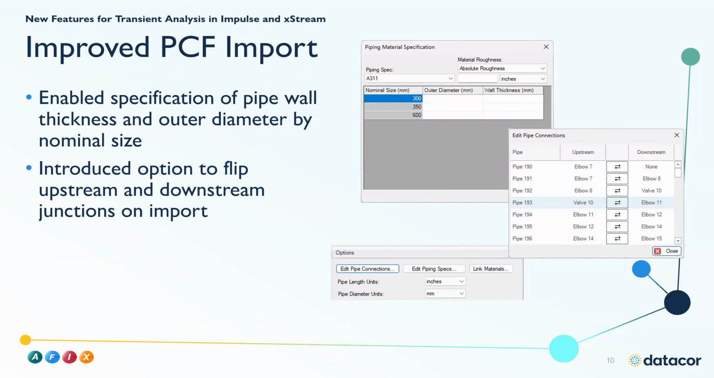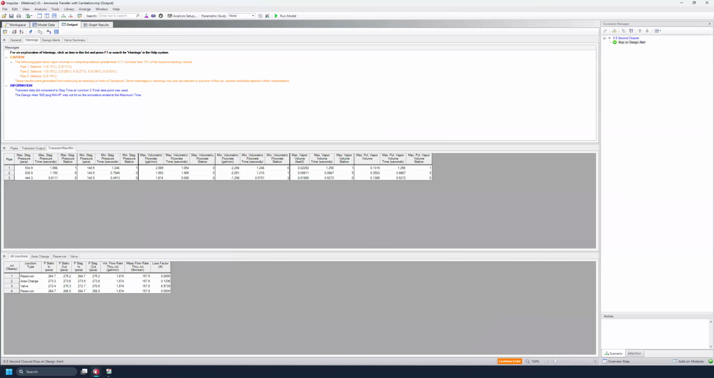In addition to the usual material linking from the pipe library, you can now define wall thickness and outer diameter by nominal size, which streamlines the material conversion from the imported files. And finally, we added a simple way to flip the upstream and downstream junctions at import, saving time on data cleanup because the pipes are already in the correct direction. And I can show you what that looks like.